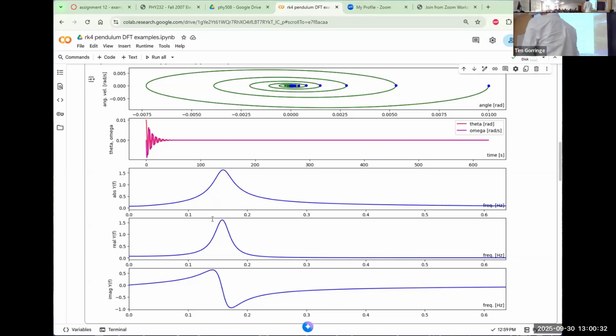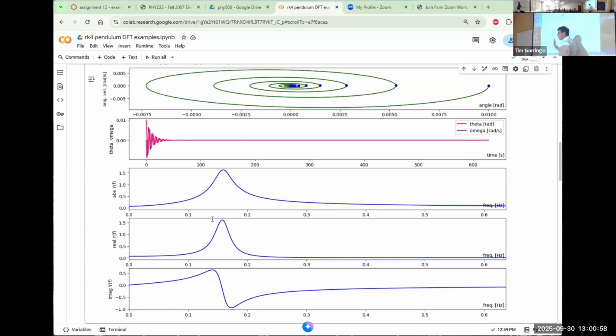So if we look in the frequency domain, the top plot is the absolute value of the complex frequency spectrum. And then the plot below it is the real part. And the plot below that is the imaginary.